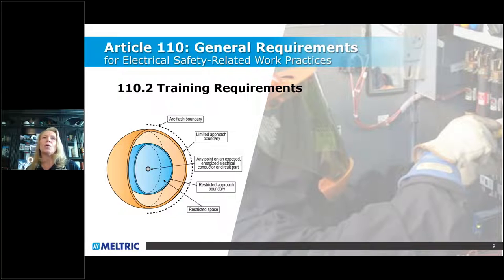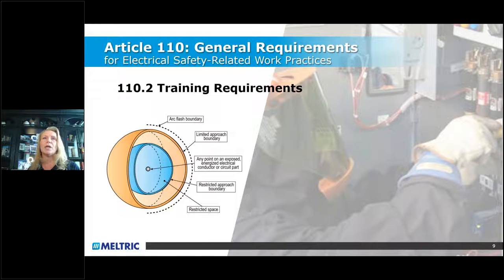So we have qualified electrical workers who are trained in the construction and operation of equipment and trained to identify and avoid the electrical hazards that might be present. They're going to be familiar with the proper use of precautionary techniques, PPE, insulating and shielding materials, insulating tools and equipment. They're considered qualified with respect to certain equipment tasks, but maybe not other equipment tasks. So there could be some people that are considered qualified to be within a limited approach boundary, but maybe not within the restricted approach boundary.